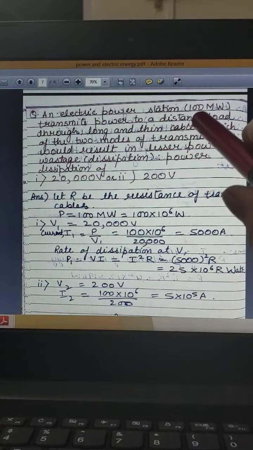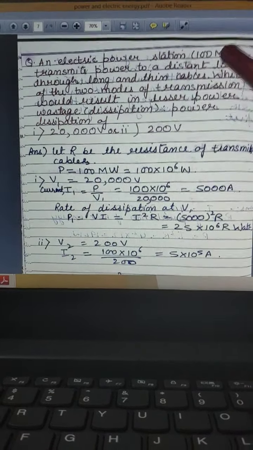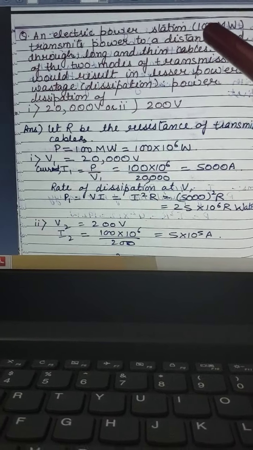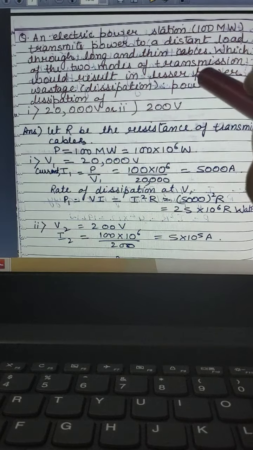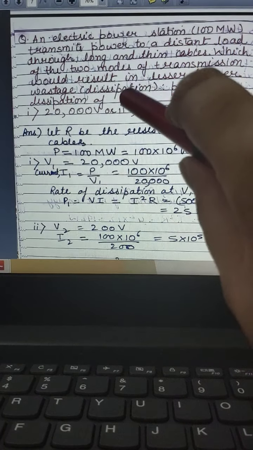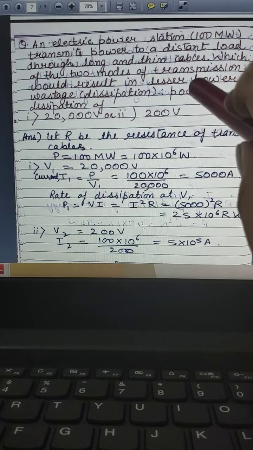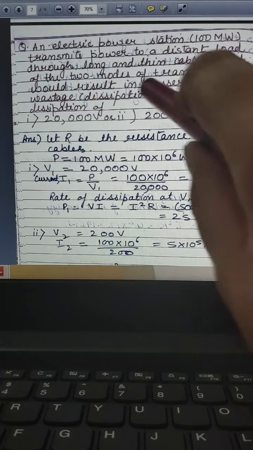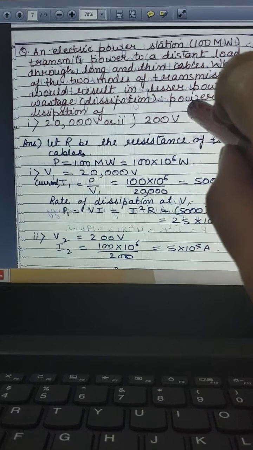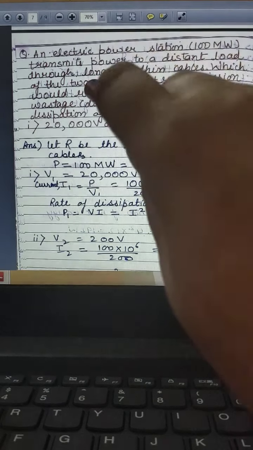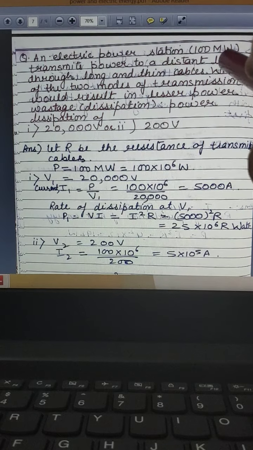An electric power station of 100 megawatt transmits power to a distant load through long and thin cables. Which of the two modes of transmission would result in lesser power wastage? That is, what is power wastage? Power wastage is dissipation. Okay, so we are given two values, transmission at 20,000 volt or 200 volt. What we have to find out is which of the two modes of transmission will result in lesser power wastage.